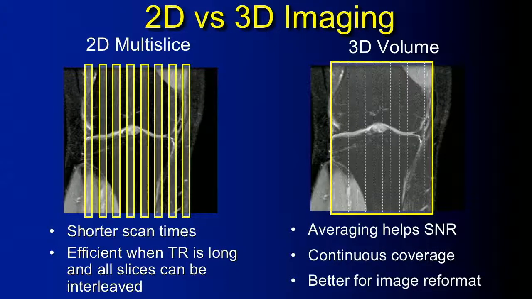But 3D imaging has significant advantages compared with 2D, in that every acquisition gets information from the entire volume, so it helps with the overall signal to noise. You don't have potential slice gaps, you have continuous coverage. And if you can achieve isotropic resolution, you can reformat the images into any plane you like, as volumetric CT does these days.